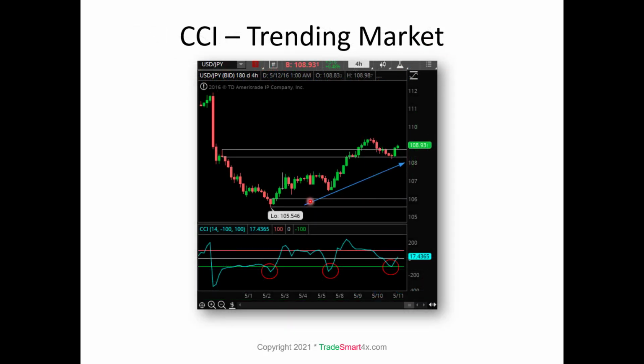Here's another example of a trending market. You can see the market's moving to the upside here. It's moving up, pulling back and moving up. So you can see when you get a trigger over here, when the CCI goes from below -100 to above, the market starts to move up.